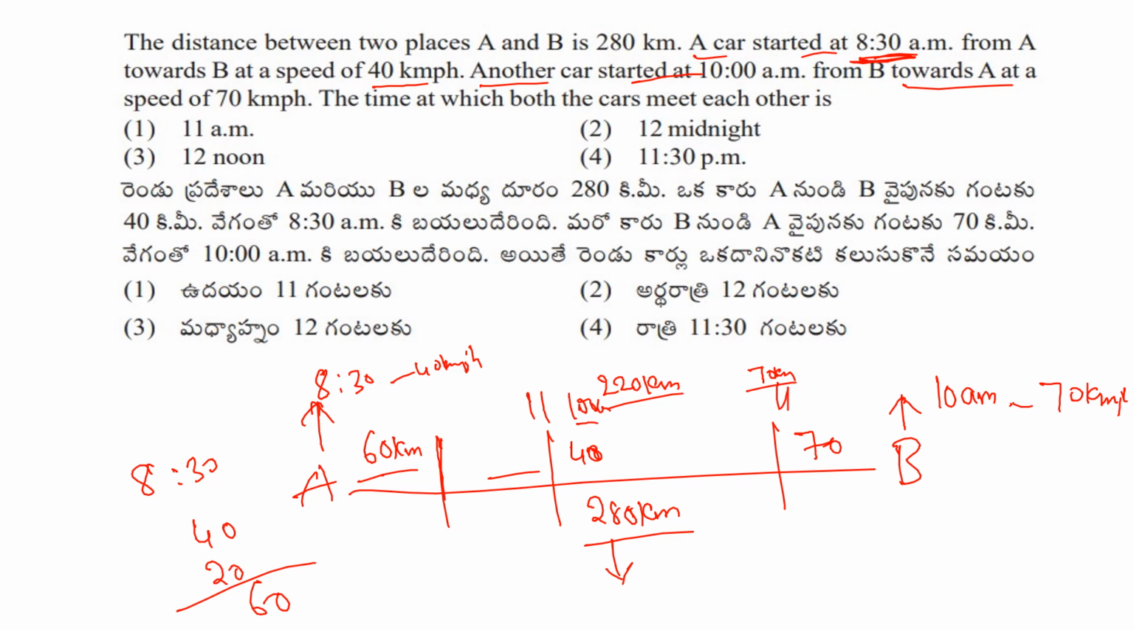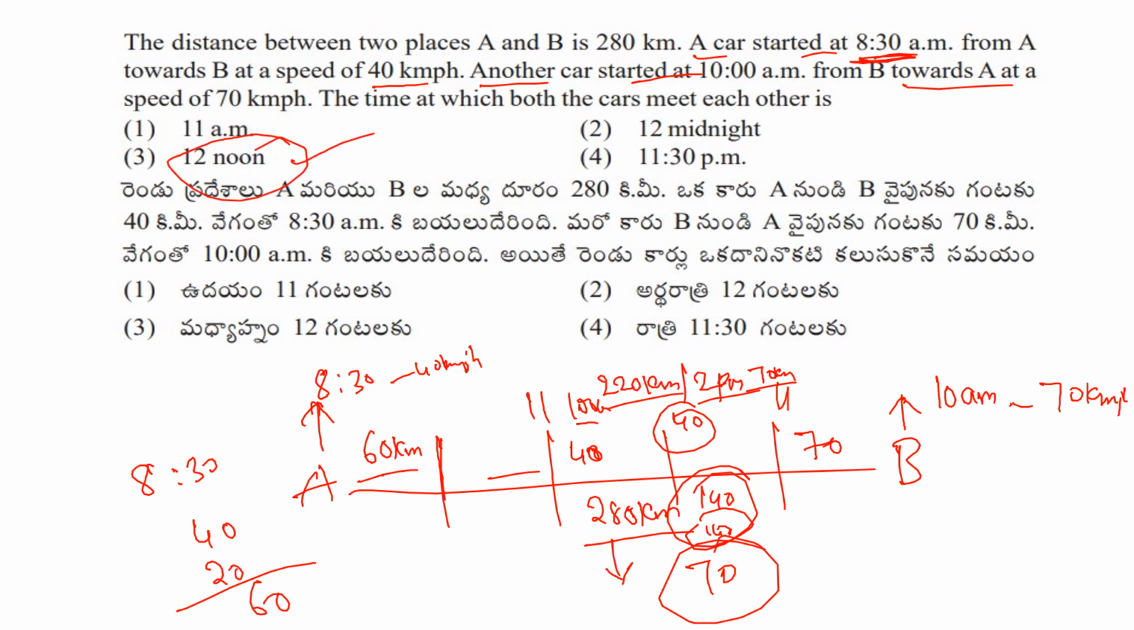B covered 70 kilometers. In the next hour, B covered another 70 kilometers and A covered 40 kilometers only. So A should be at 140 kilometers and B should be at 140 kilometers in the second hour. So what will be the time? 12 p.m. At 12 noon, they both meet each other. Okay, got it?